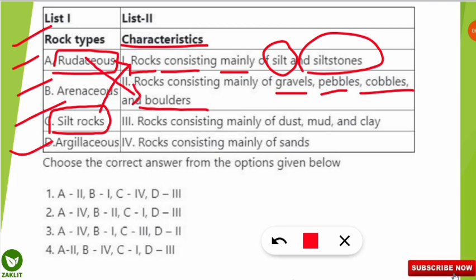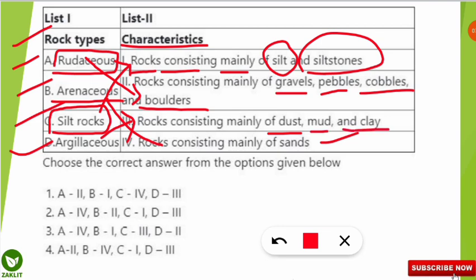Similarly, next is arenaceous rocks. So the word arena is a Latin word. The arena means sands. So arenaceous will match with the rocks consisting mainly of sands. And finally, the argillaceous rocks will match with the rocks consisting mainly of dust, mud and clay.